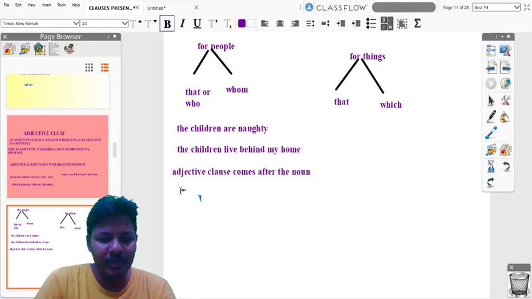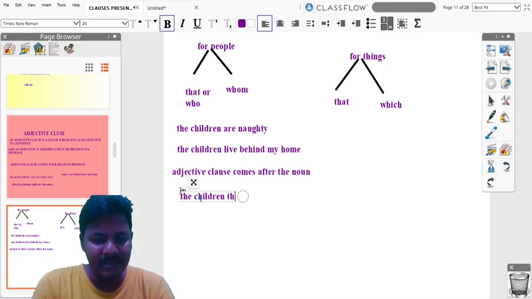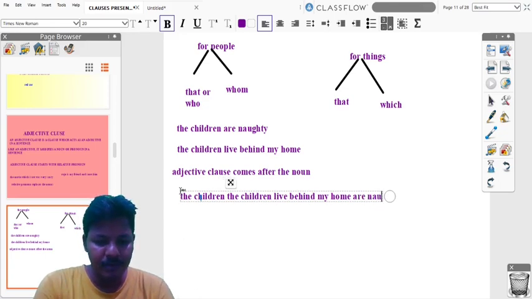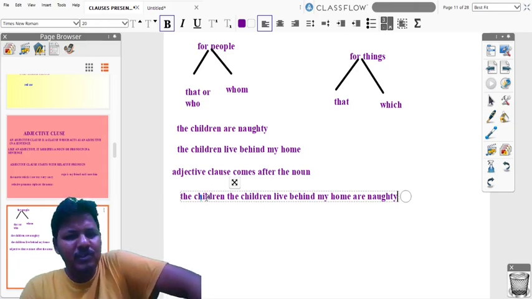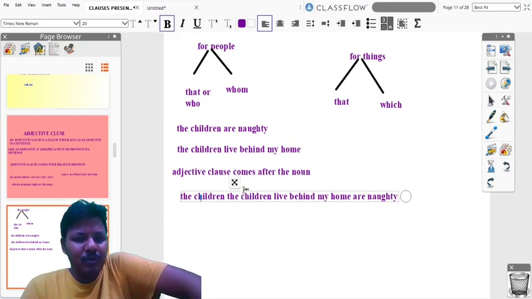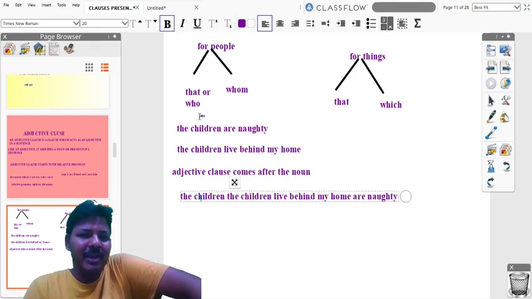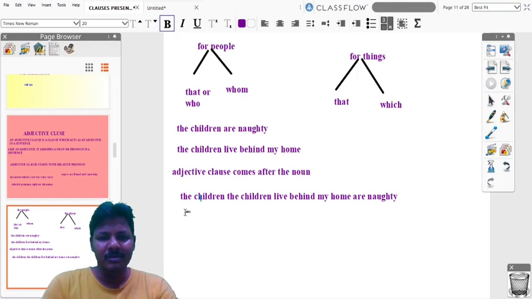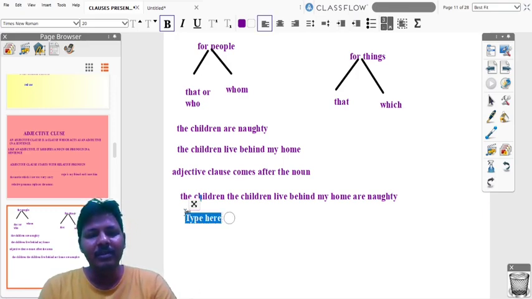So let me write it so that you can understand. The children live behind my home are naughty. So here we have two same subjects, friends, two nouns. We don't want two nouns here. So what should we do? We should replace the noun with the relative pronoun. For people, which relative pronoun do we use? Either that or who. So the second rule: replace the noun with the relative pronoun. This is the second rule.